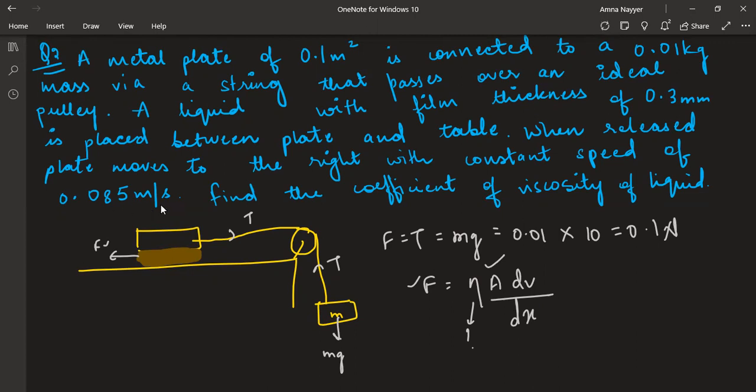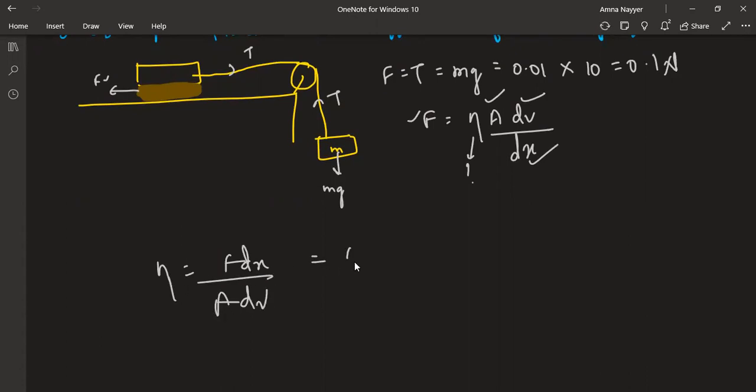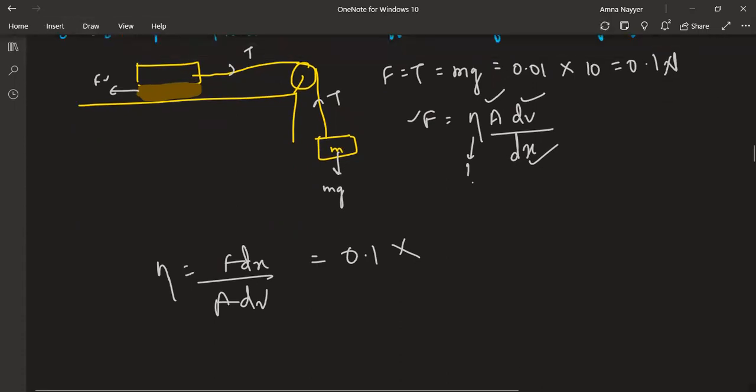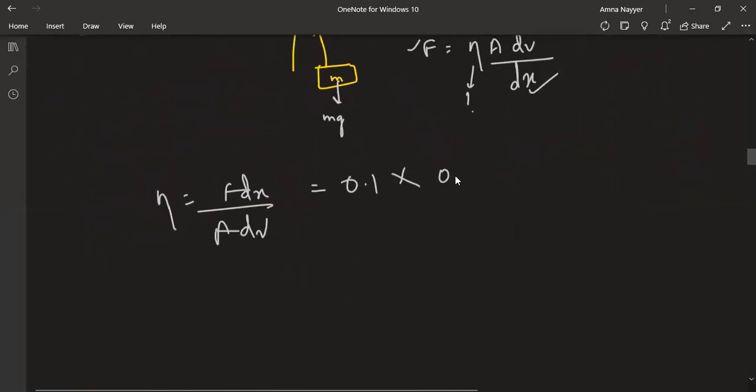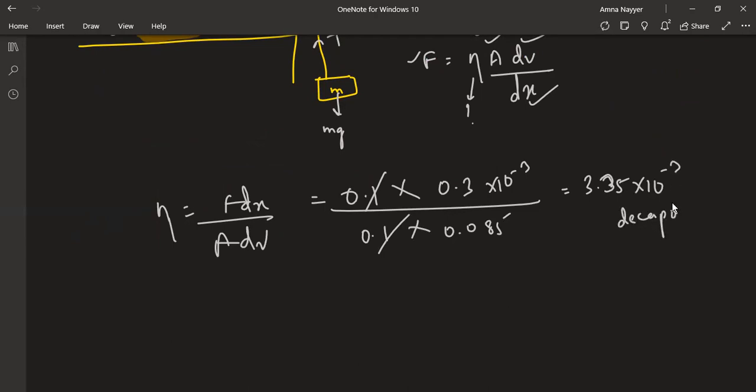Velocity, 0.085. We have the velocity. Thickness, film thickness of 0.3 millimeter. We have this as well. So we just have to substitute everything in the formula. So eta will become F dx by A dv. This will become 0.1 into 0.3 into 10 to the power minus 3, area is 0.1, velocity 0.085. So this will get cancelled. This will be 3.35 into 10 to the power minus 3. Unit will be decapoise.